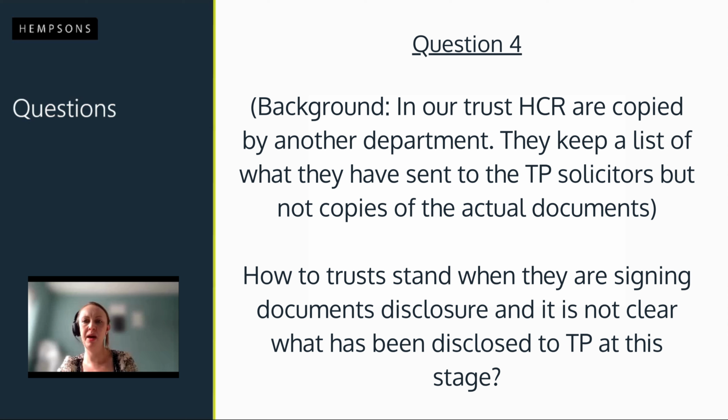And it's worth saying that the list of documents isn't a list of documents that have already been disclosed. It's a list of documents that we hold. So it might be that the documents listed we haven't actually sent to the third-party solicitors yet, and then they are able to request them. So the list of documents is a list of everything that we hold, not necessarily a list of everything that's already been disclosed. I think that answers the question.